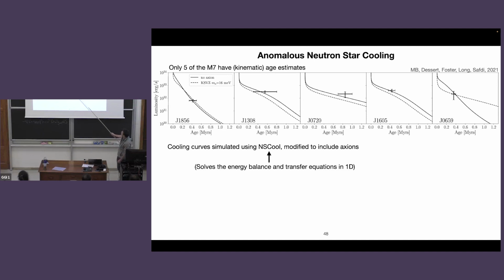So what you can see here are two different cooling curves. One is just a null hypothesis in case you have no axions. In the other case, we assume that we have axions. Those cooling curves are obtained by just using the NSCool code, which just solves the energy balance and transfer equations in one dimension. And we just modify those in order to include also the axion emission.